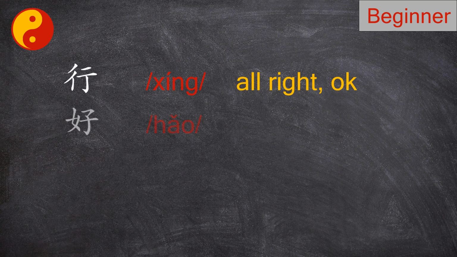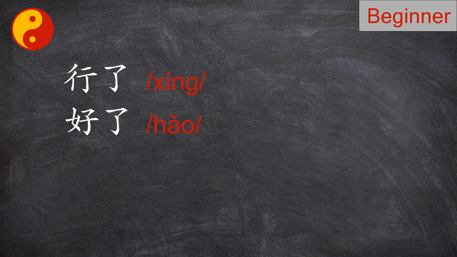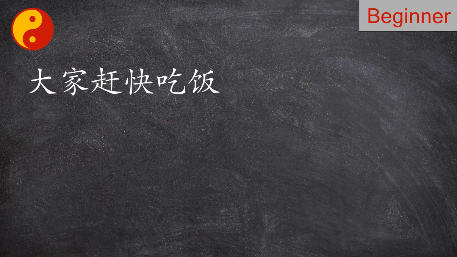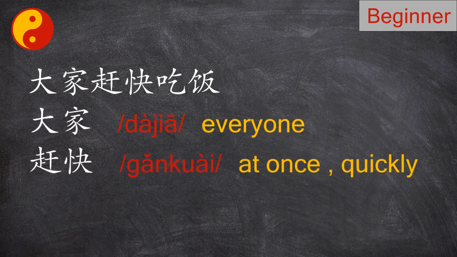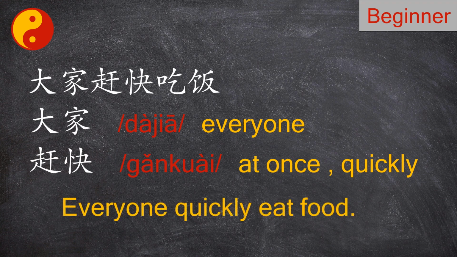行 means alright, okay. Just like 好. If we add 了 and say 行了 or 好了, it means it's enough. 大家赶快吃饭。大家 means everyone. 赶快 at once, quickly. Literally it means everyone quickly eat food.